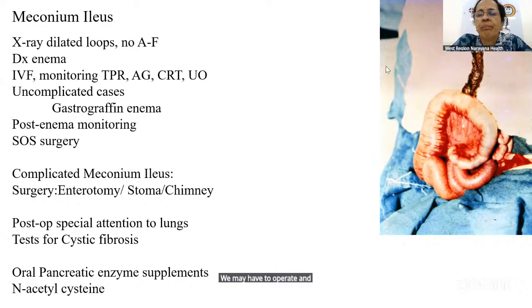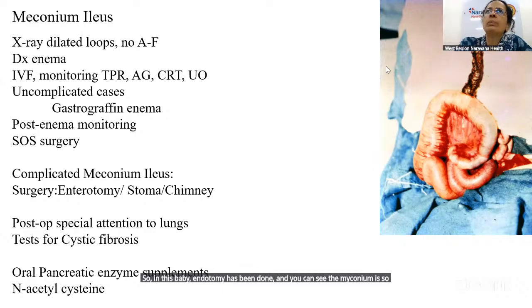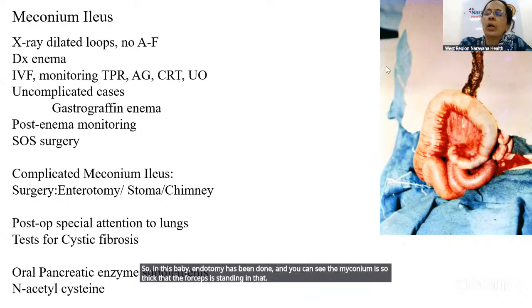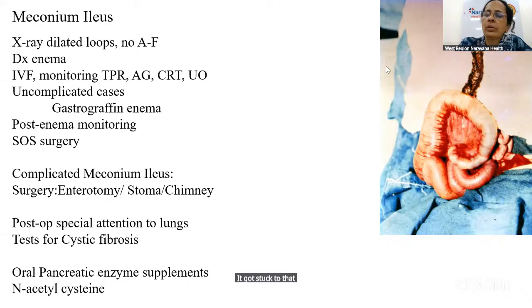and do a stoma. So in this baby, an enterotomy has been done, and you can see the meconium is so thick that the forceps is standing in it. It's got stuck to that meconium and can't move any longer. So it is because of enzymatic deficiency of pancreatic exocrine enzymes.